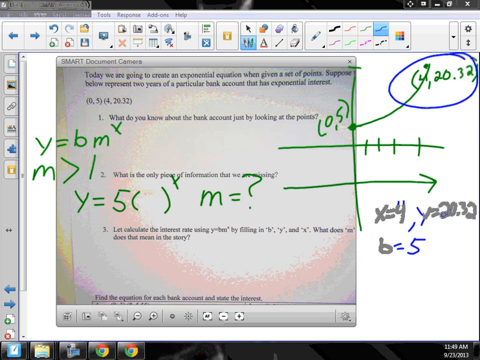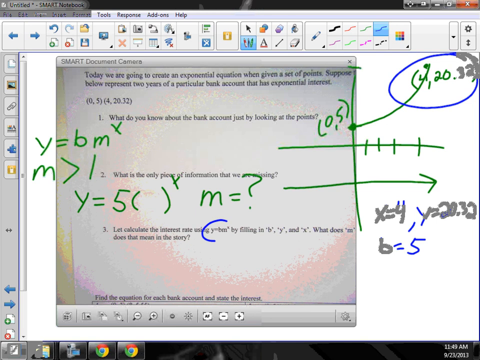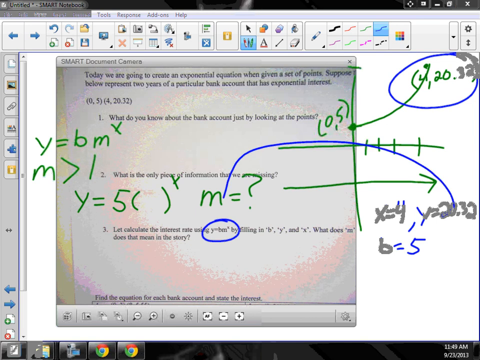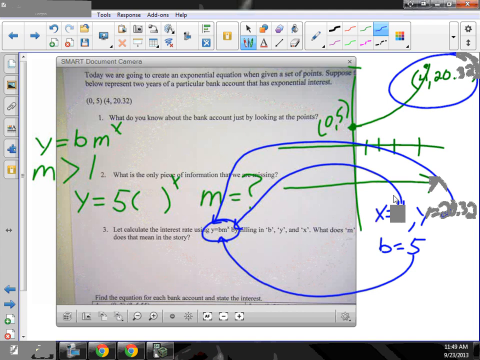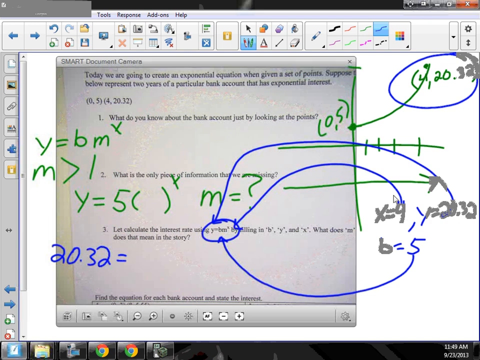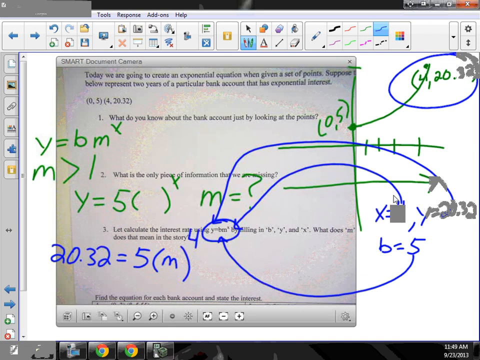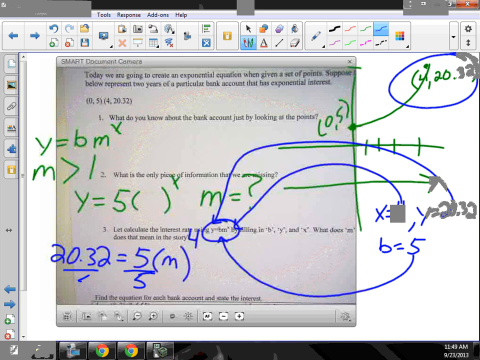So to do this, we just fill in all of these values into this equation. I'm going to plug my y in, I'm going to plug my b in, and I don't know m, but I do know that x is 4. So 20.32 is my y, my b is 5, m is unknown, and x is 4. So now I can just use algebra to solve for m, and that will give me the necessary values to write the equation. So divide by 5.